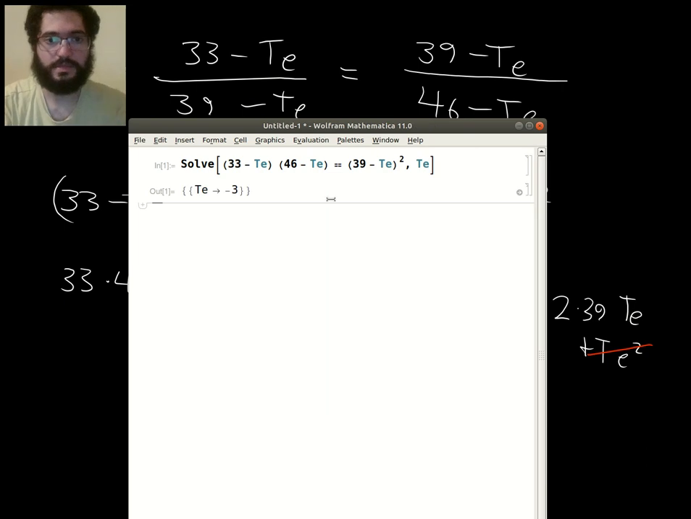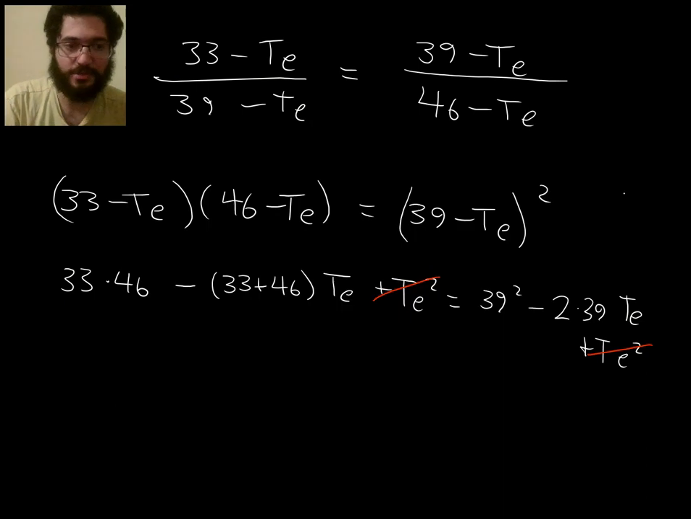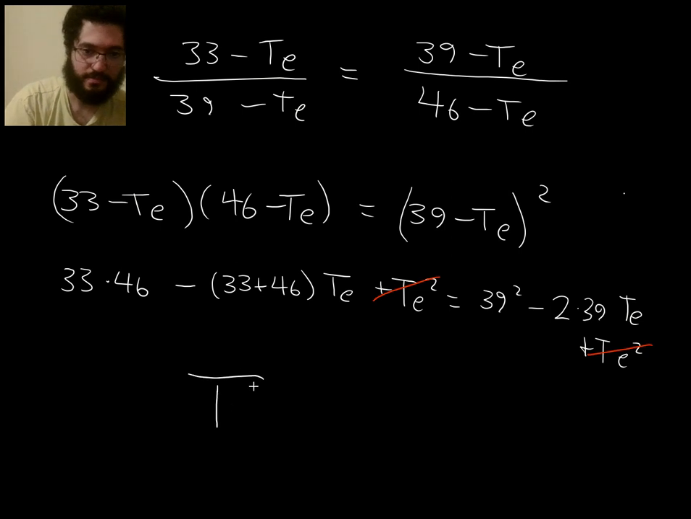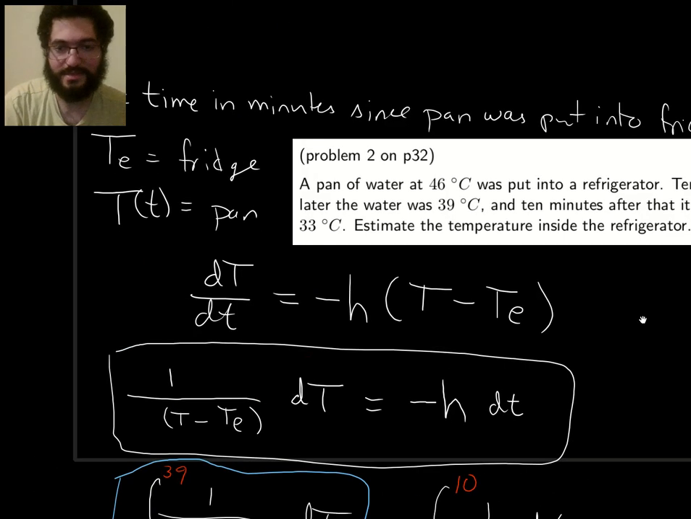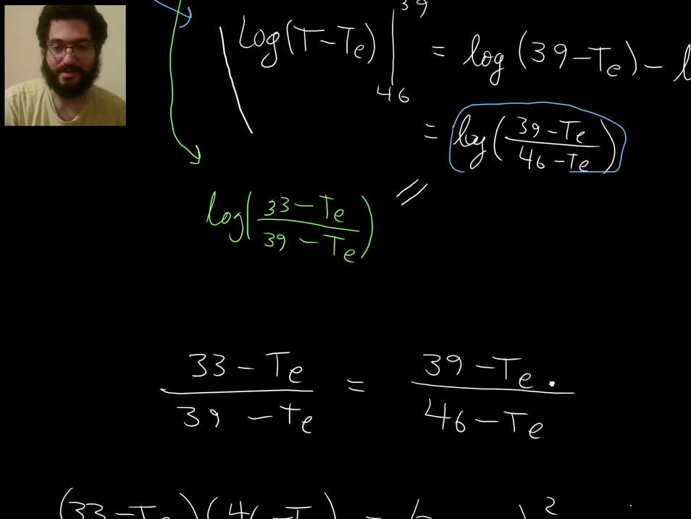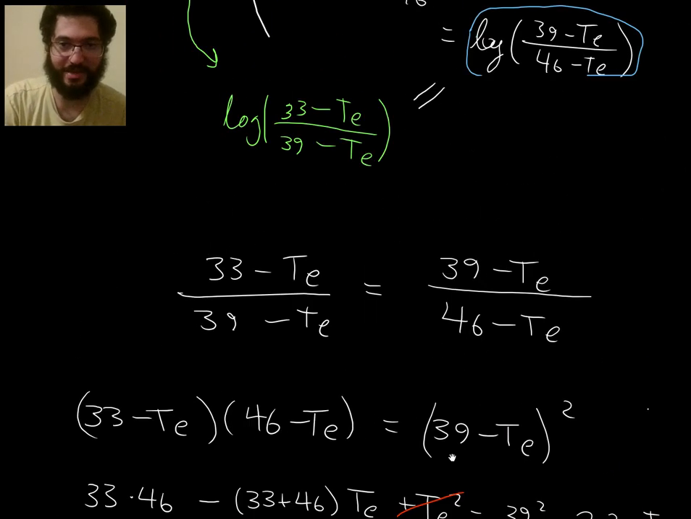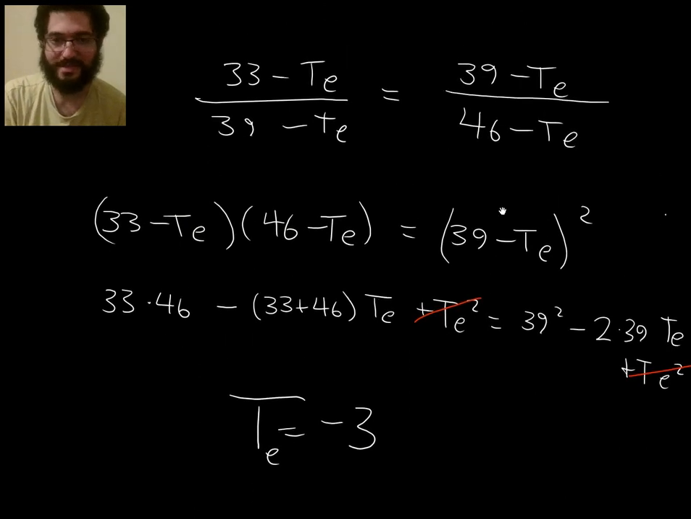So here we go. Minus 3. Interesting. Minus 3. So that must be the temperature in the fridge. So the temperature in the fridge is minus 3 degrees Celsius. I hope that's right. I don't know. A mistake could have happened anywhere, but it sounds reasonable that it could be a temperature in a fridge.